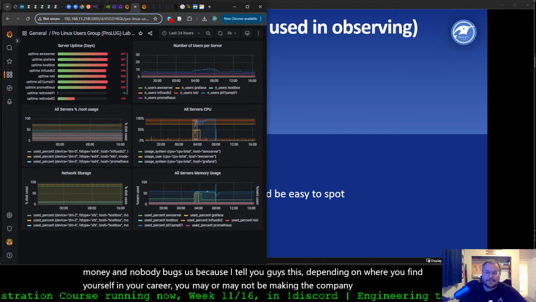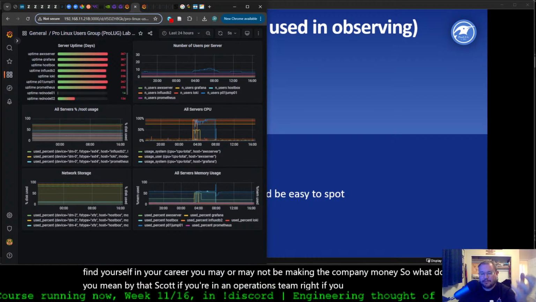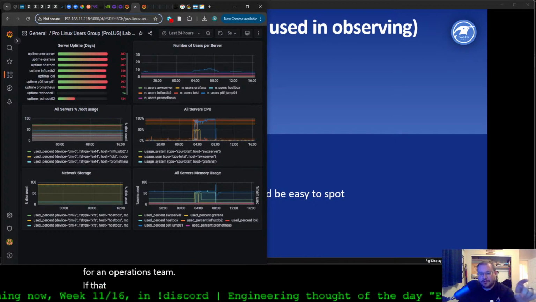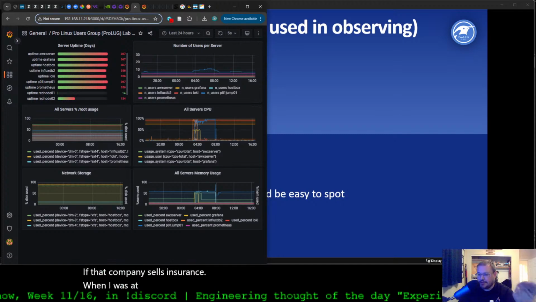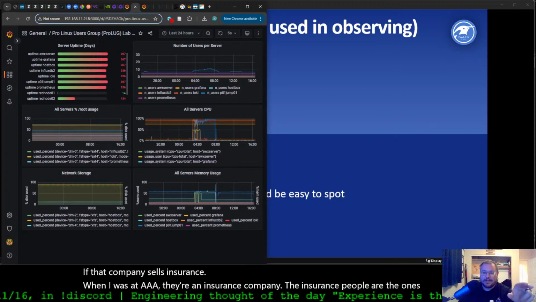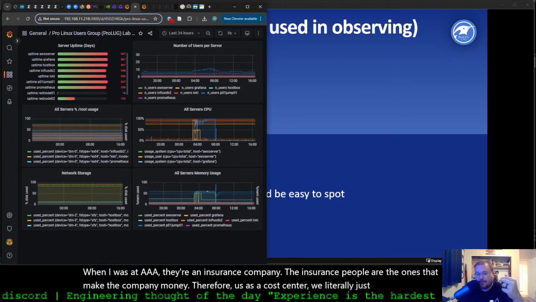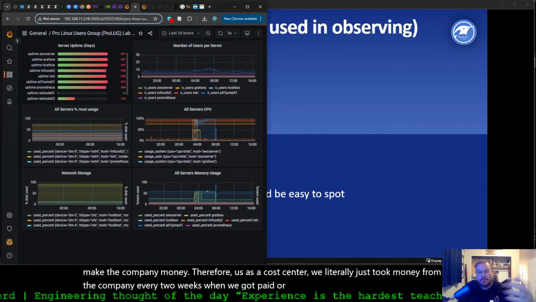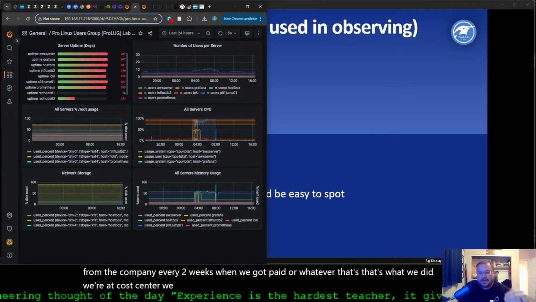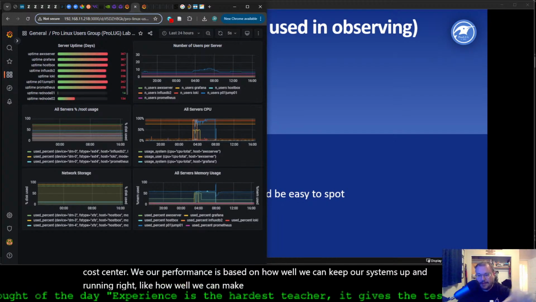You say, what do you mean by that, Scott? If you're in an operations team, right? If you go be a Linux administrator for an operations team, if that company sells insurance, like when I was at AAA, they're an insurance company. The insurance people are the ones that make the company money. Therefore, us as a cost center, we literally just took money from the company every 2 weeks when we got paid. That's what we did. We're a cost center. Our performance is based on how well we can keep our systems up and running, right? Like how well we can make those other people happy who are making the company money.